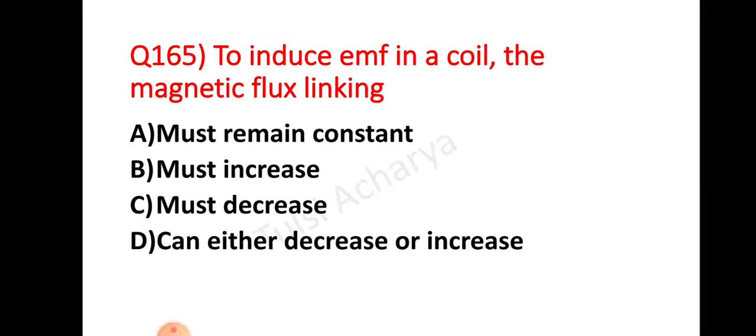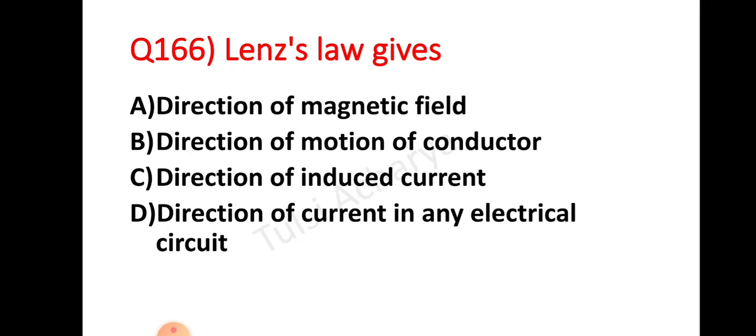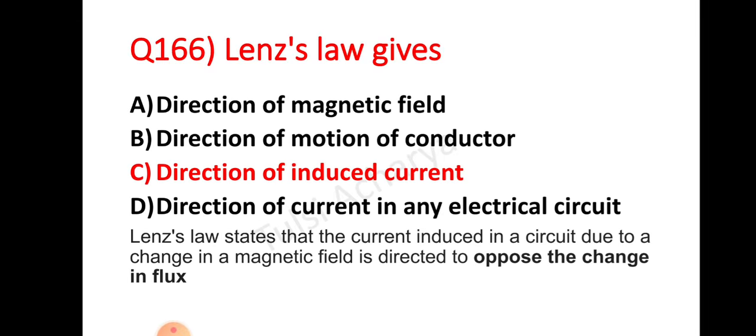Now let's move to question number 165. To induce EMF in a coil, the magnetic flux linking must change. Change means either it can increase or it can decrease. That is option choice D. Can either increase or decrease. Option choice D. Now let's move to question number 166. Lenz law gives, we all know the statement of Lenz law, the direction of induced EMF. That is option choice C.